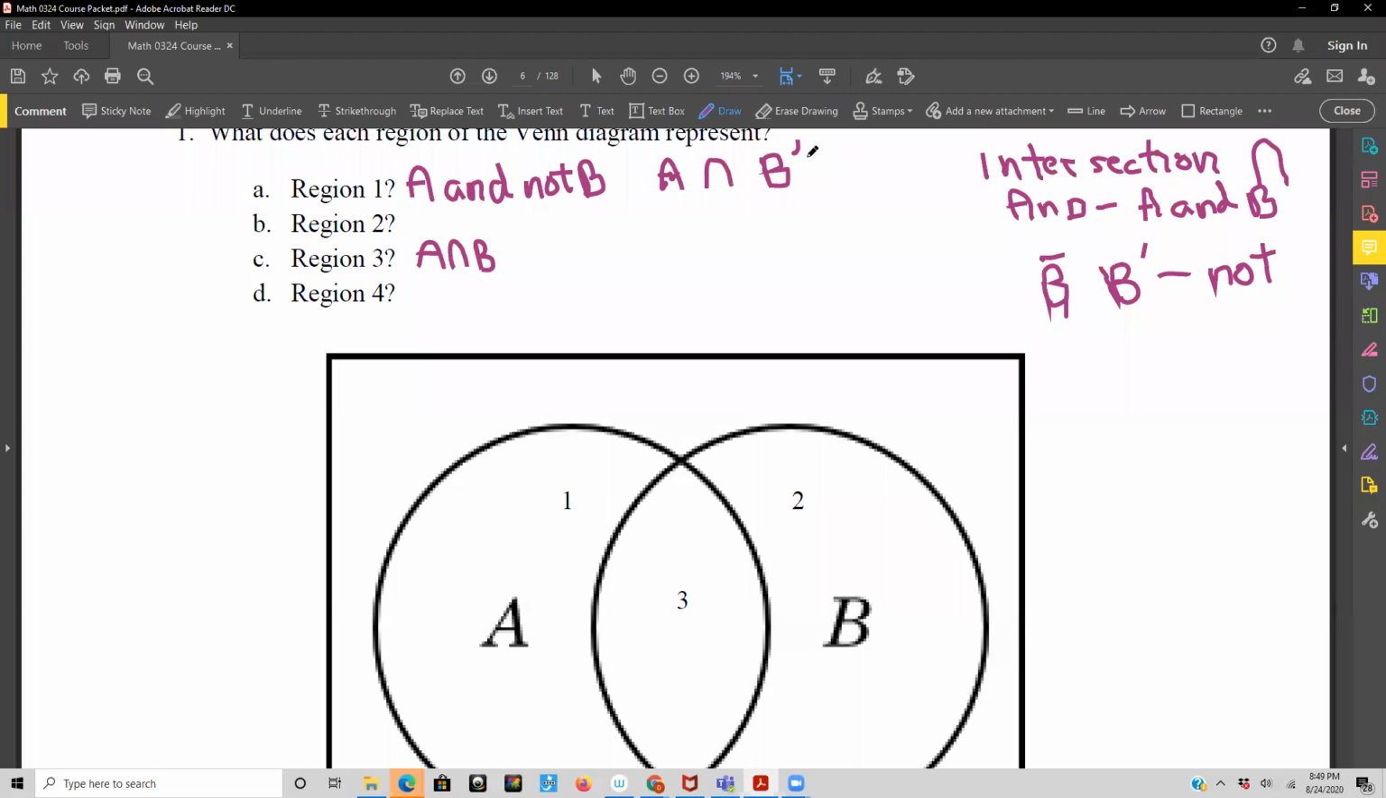All right, so region 2, if I look at region 2 here in the graph, think for a minute how you would say region 2. I'll give you a second to think about it. You see that this is not all of B. It's all of B, but excluding this. So it can be only in B, which means B and not A. So it's in B and not in A. So that would be B and not A.